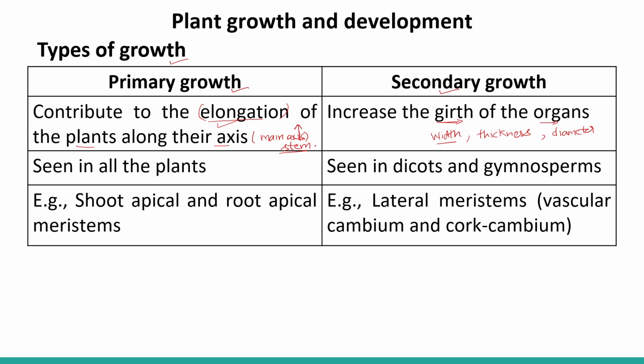All right, so this growth is lateral, this way. So that's why there is an increase in the width. Now primary growth is universal, means it is seen in all the plants, whereas secondary growth, you have to remember this, is seen in dicots and gymnosperms. Secondary growth is only seen in dicots and gymnosperms, whereas secondary growth is absent in monocots.